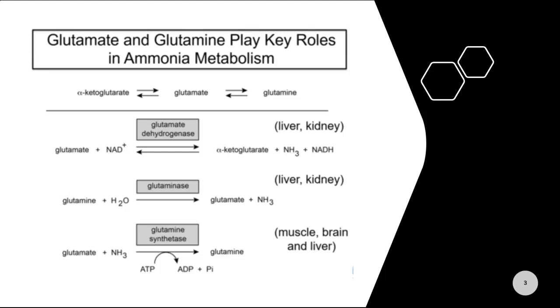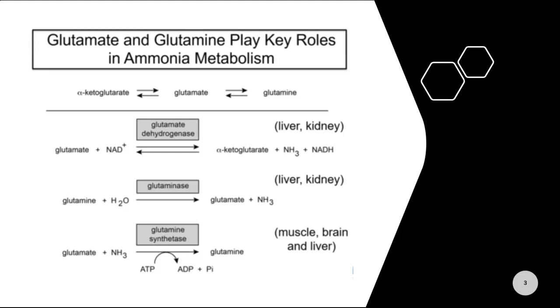During this process, ammonia is loaded onto glutamate via glutamine synthetase to form glutamine, acting to metabolize ammonia. Then glutamine is transported in the blood to the liver, where glutaminase cleaves it. Once cleaved, glutamate and free ammonia are produced.